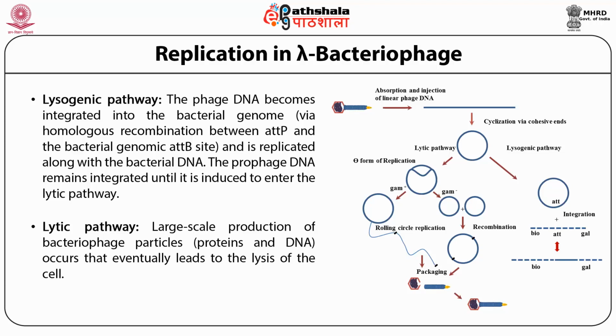Here in the figure, you can see how the two different mechanisms of the lysogeny and lytic cycle pathways happen. In one pathway, the cell goes to lysis, that is called the lytic pathway, and in the other, the lysogeny pathway, the lambda genome gets integrated in the bacterial genome and remains until the lytic cycle is induced.